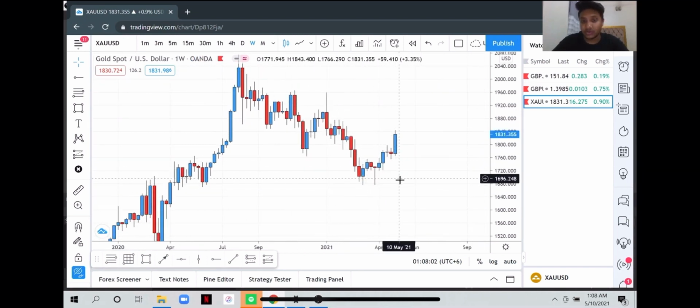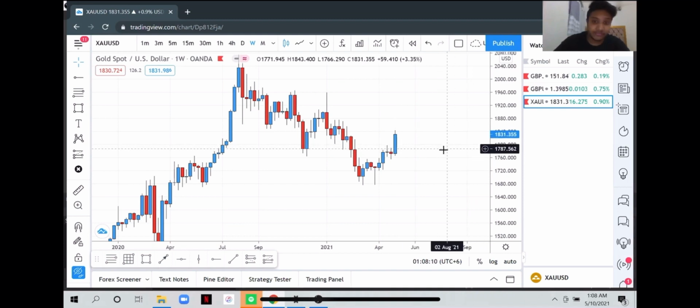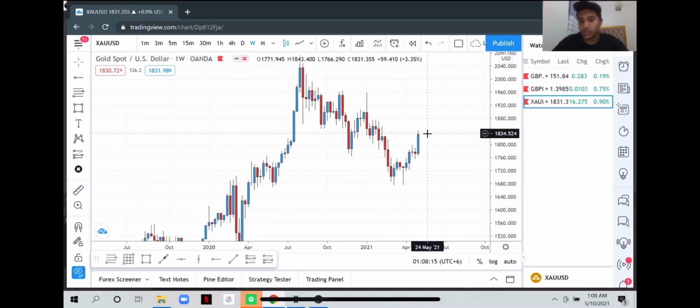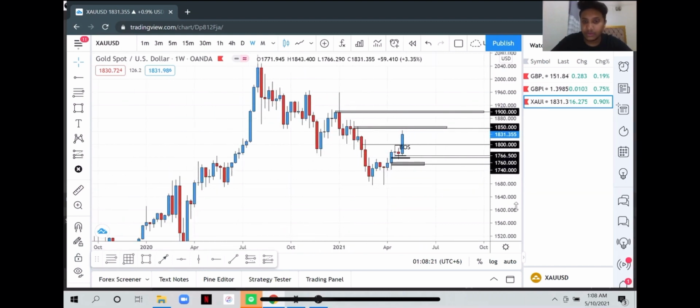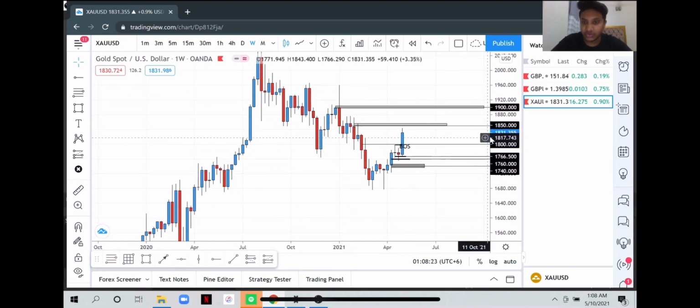It has already broken the structure around this area and closed a very strong bullish candle around the 1830 area for the NFP last week on Friday. But now where are we heading next? Let's see that. There is a strong zone in the 1850 area. We are already in the 1830 area, so 200 pips from here we might see a pullback from this zone.